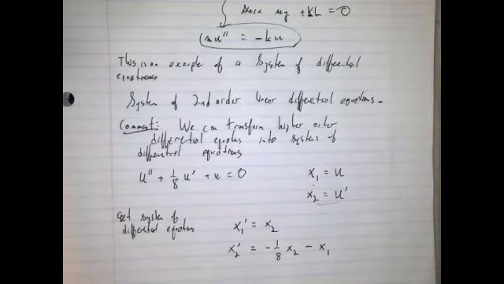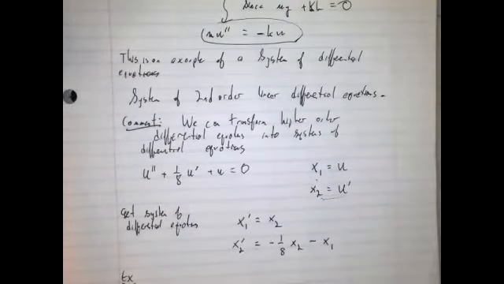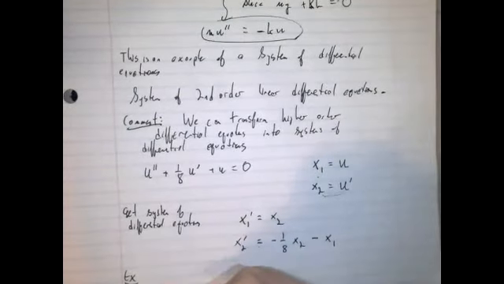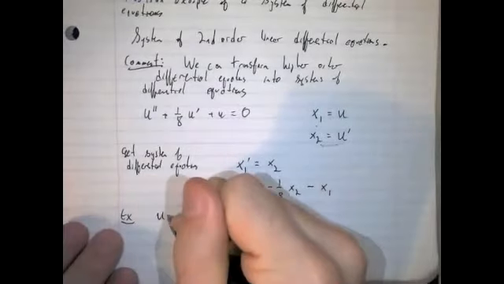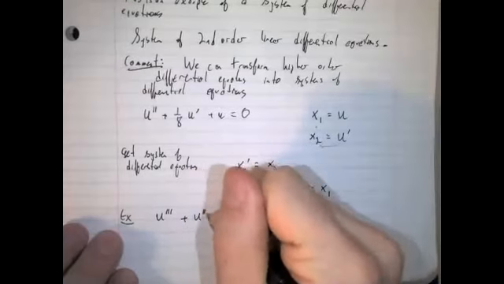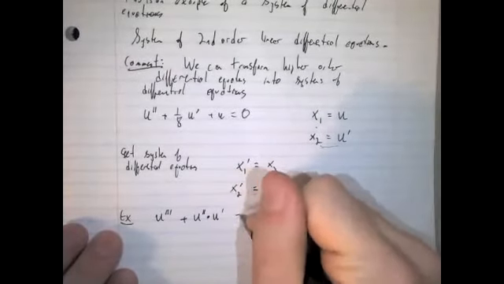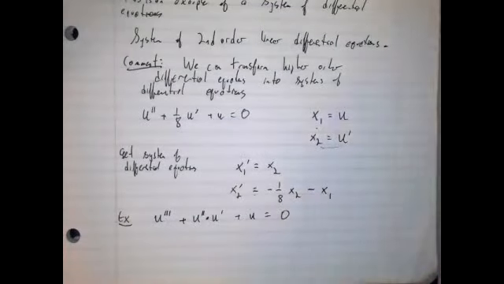Why don't I give y'all one for practice? So transform the following differential equation into a system of first order differential equations. Let's do u triple prime plus u double prime times u prime plus u is equal to 0. Notice that this is not a linear differential equation. And so I don't expect to get linear first order differential equations out of it. So why don't you work on this for a little bit?